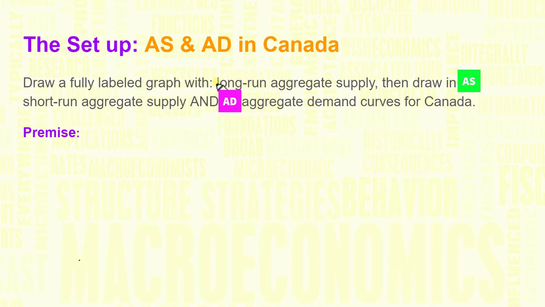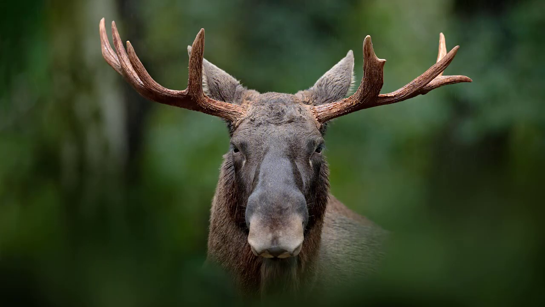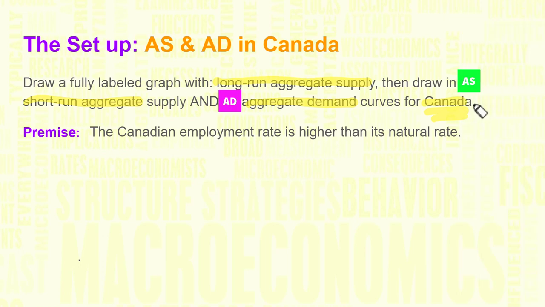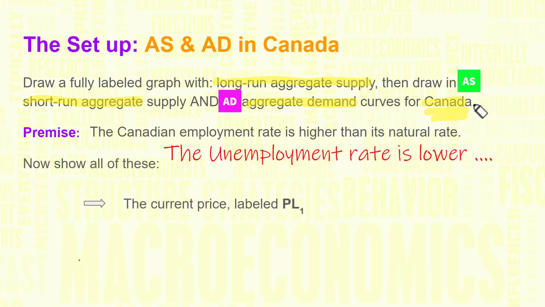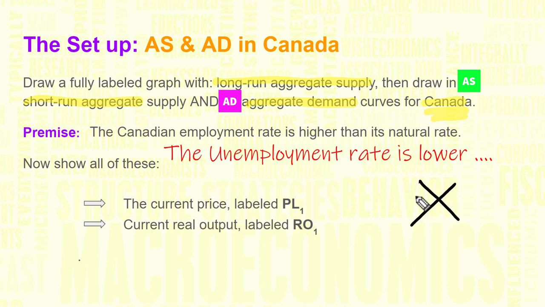Looks like we're going to need a long-run aggregate supply, a short-run line, and an aggregate demand line, all for Canada. We still have this notable premise. The Canadian employment rate is higher than its natural rate. As I said in video 1, we're going to note the contrapositive and move forward. Now we have to show these 3 items, but we're going to take these 2 first. We know that the price level and the real output are going to be generated when we simply draw in our aggregate lines, so that shouldn't be too much of a problem.